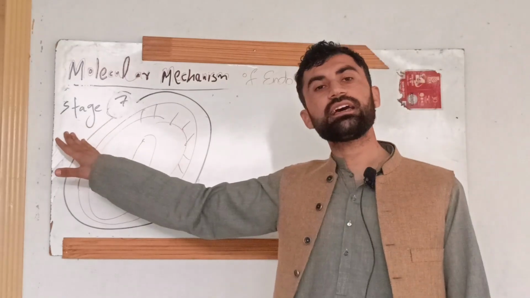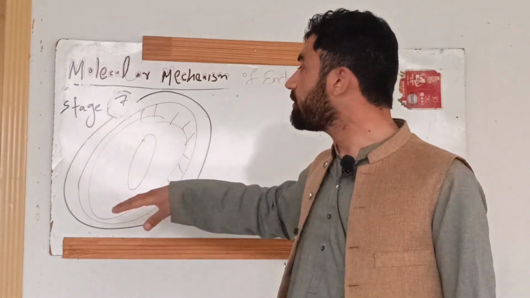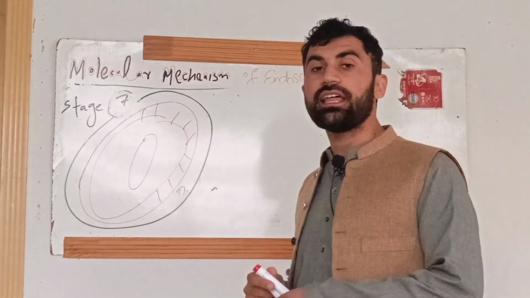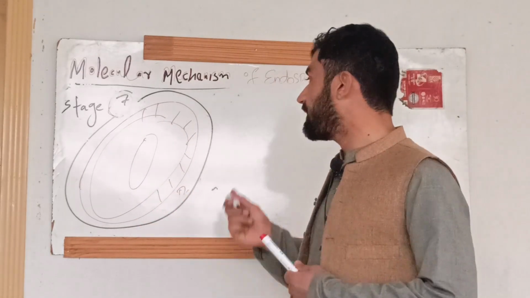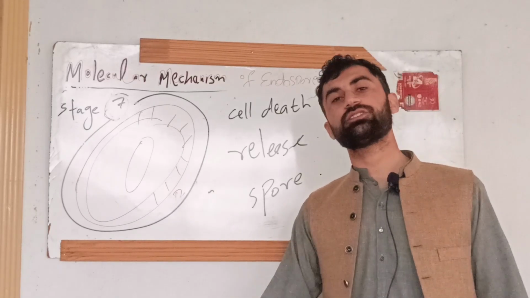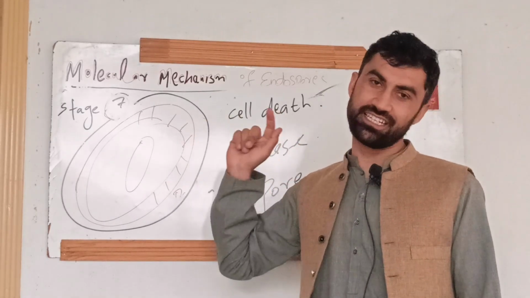So in the last stage, which is stage 7, the endospore is ready to release, so the mother cell undergoes programmed cell death and releases the spore. So we covered 7 stages, but the most detailed stage is the initiation stage.